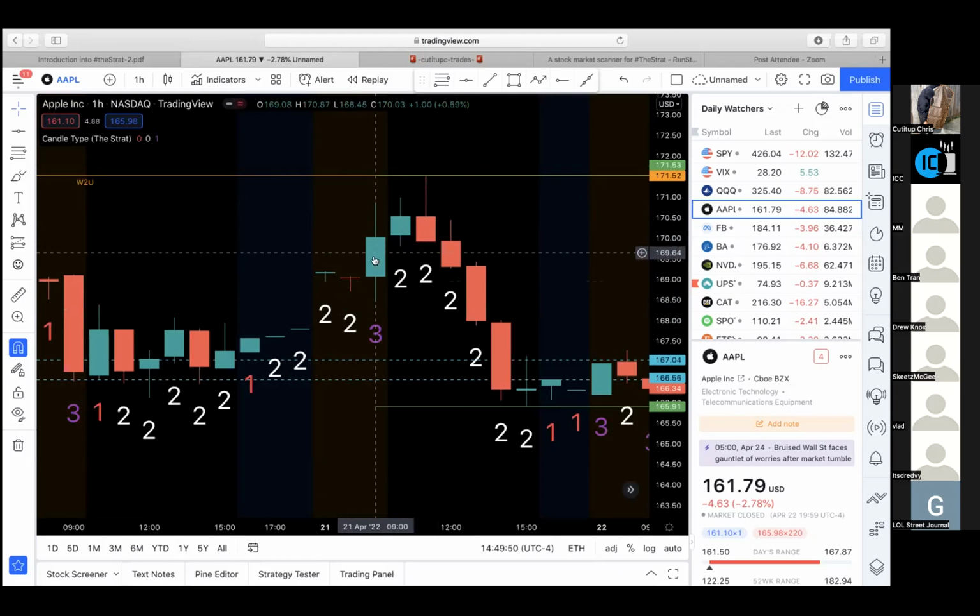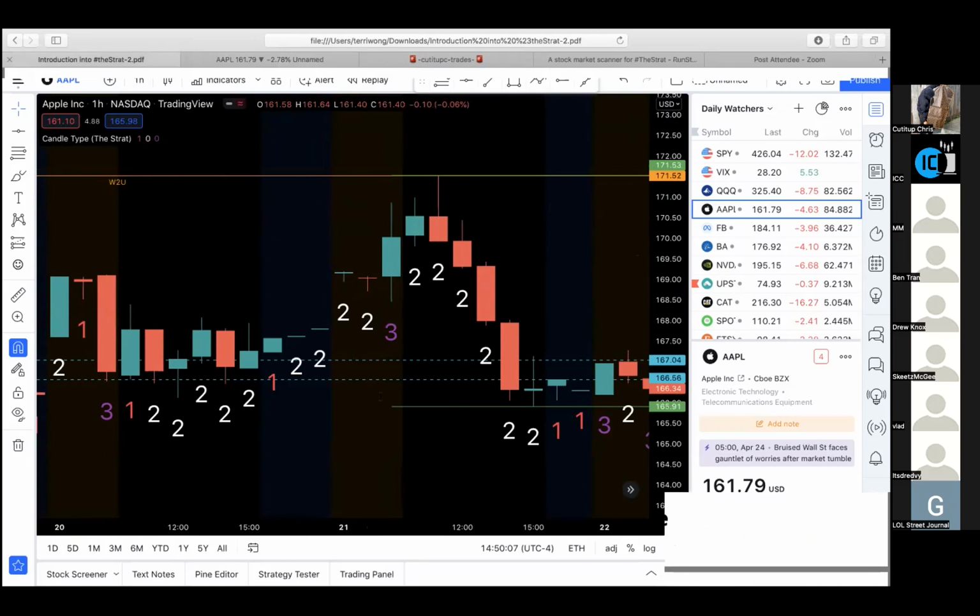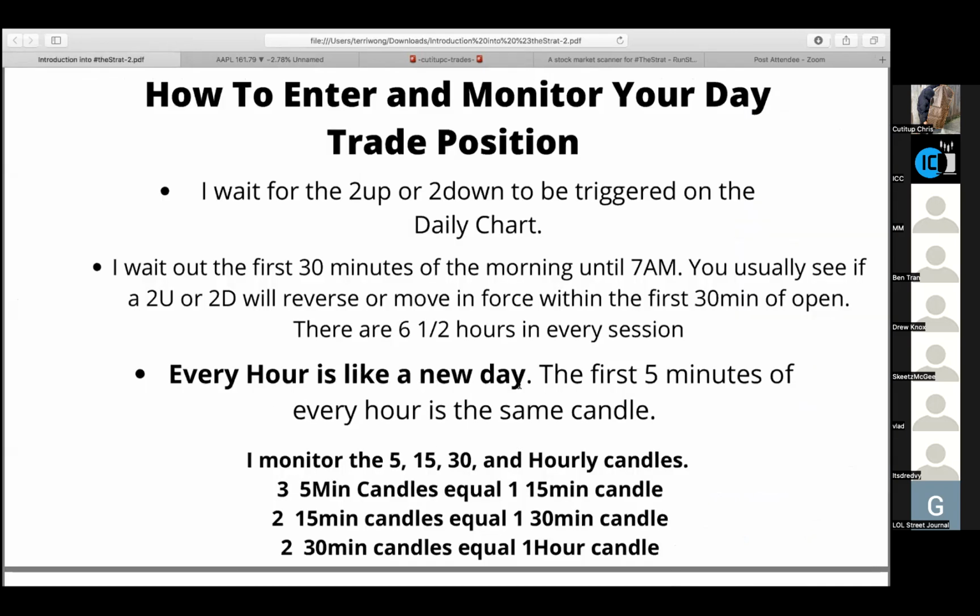So April 21st, 9 a.m., it went 2 up on the day, 10 a.m., and then 11 a.m. it reversed. This is a 2-2 reversal on the hourly. I forgot to say, every hour is like a new day. So the first 5 minutes of every hour is the same candle. And then I monitor the 5, 15, 30 and hourly candles. I'll get into this in a sec. But this is something you got to keep in mind too. Every hour is like a new day. It really, really is, right?